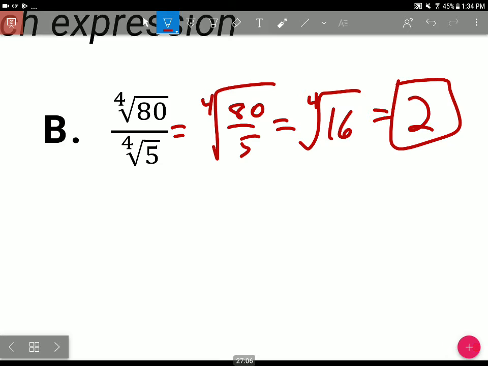Cool? If you didn't know 80 divided by 5 was 16, that's fine. I didn't expect you to. You can just put it in your calculator and go. But that's what it reduces down to. All right? Cool?